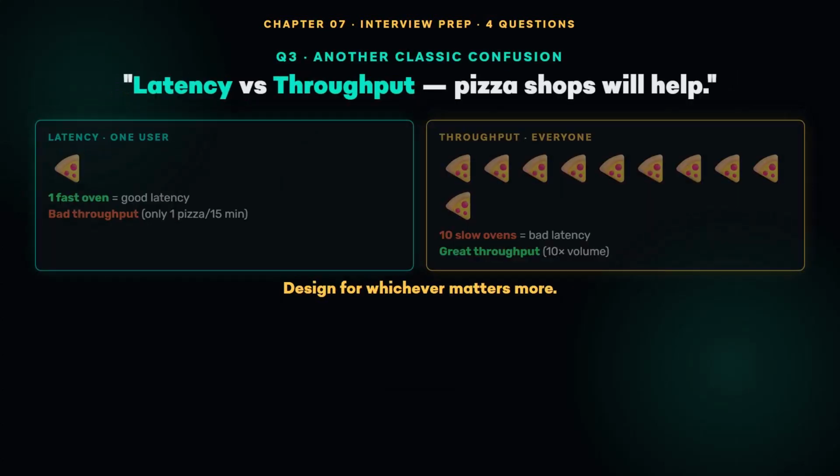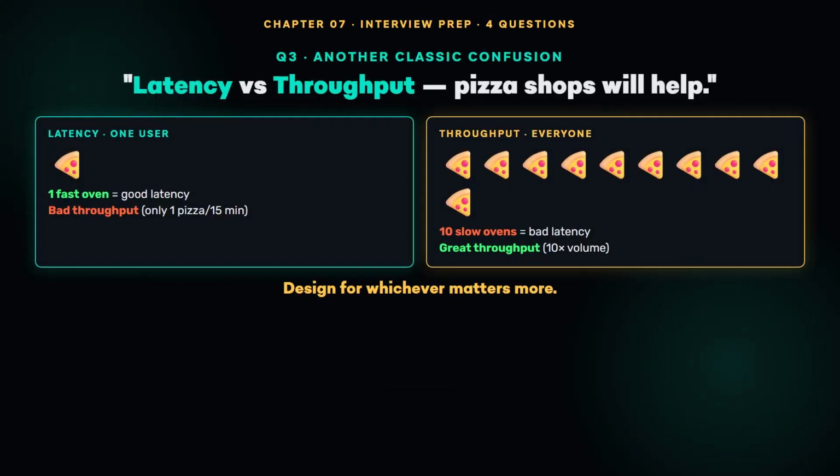Question 3. What is the difference between latency and throughput? Latency is one user's experience. Throughput is everyone's experience combined. A pizza shop with one fast oven has good latency but bad throughput. A pizza shop with 10 slow ovens might have bad latency but great throughput. Design for whichever matters more.